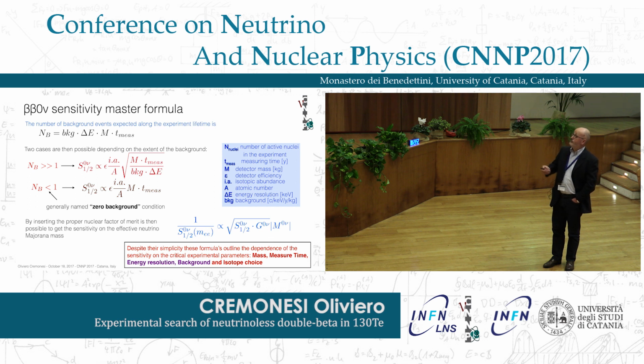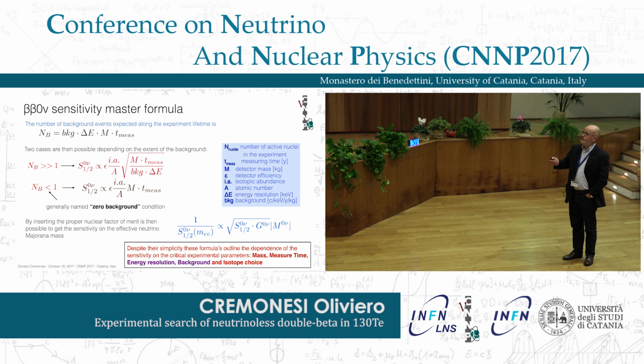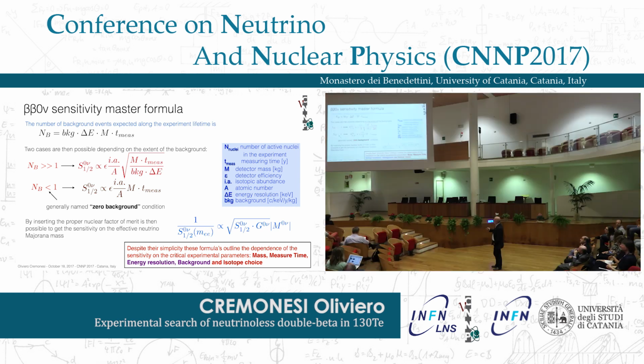Then another point that I would like to mention is that usually there is a discussion on the so-called zero background condition. This is not actually a zero background. There is no experiment with zero background. This means simply that the number of counts during the measuring time is less than 1. Okay, and this is the translation of zero background. No counts during your measurement. And this is very important because the sensitivity in this case scales linearly with time instead of with the square root of the time. And this is, from an experimental point of view, very important.